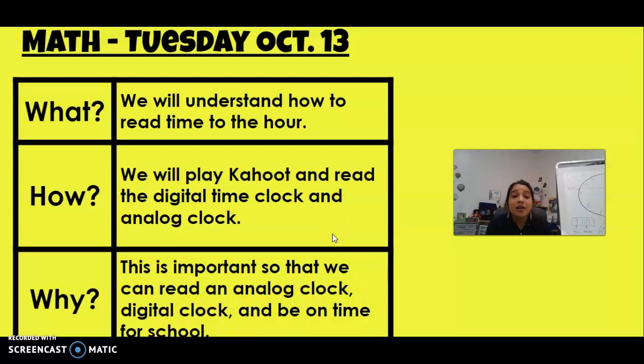So we've been talking about how it's really important for y'all to know how to read analog clocks and digital clocks so that you can be on time anywhere, especially for school. So before you play Kahoot, we're going to go ahead and review some vocabulary words.